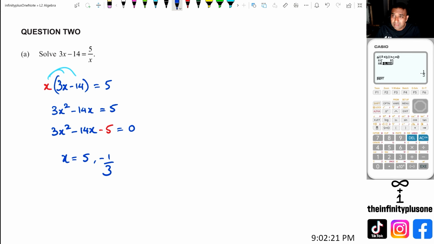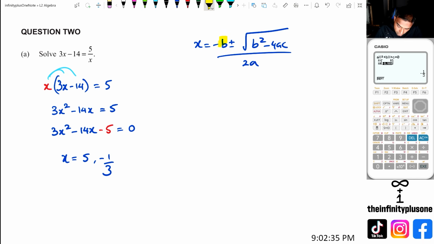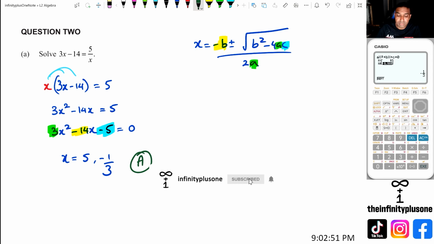If you were to do this in the long method with just the quadratic formula, you pretty much have minus b plus or minus the square root of b squared minus 4ac over 2a. You just got to substitute your b value, which happens to be minus 14, your a value, which happens to be 3, and then your c value, which happens to be minus 5. And then you can do it that way. Of course, it's a long way. Having the calculator does make a huge difference, especially for these types of achieved questions.